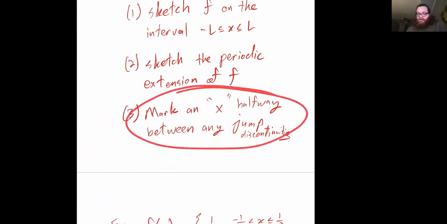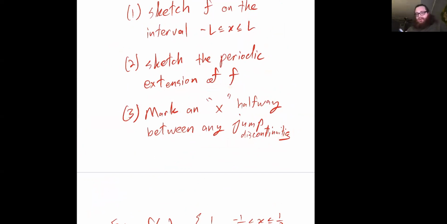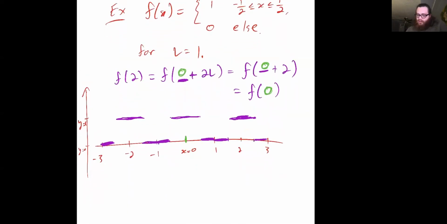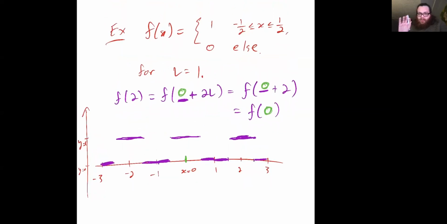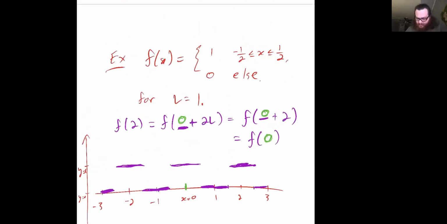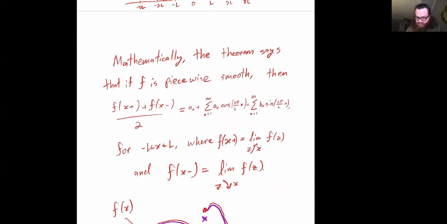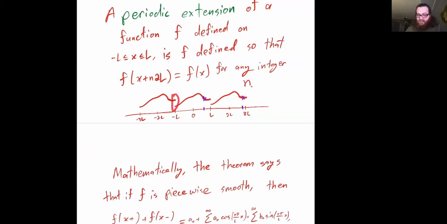Last bit is we're going to mark the value at the discontinuities. There are two ways discontinuities can arise. Either they arise in the interior, where the function already isn't piecewise smooth, or depending on the function, these discontinuities can arise at the ends of the interval. And that's something that we saw in one of these other sketches here. That's a discontinuity.